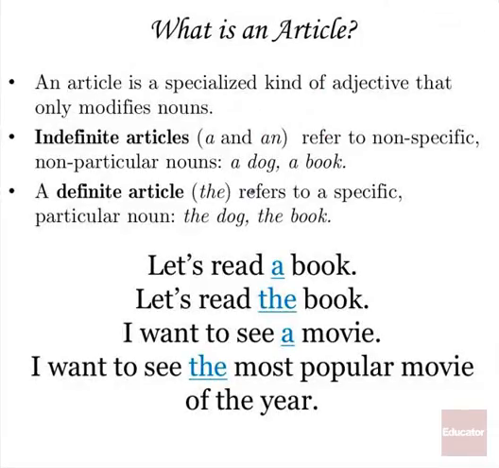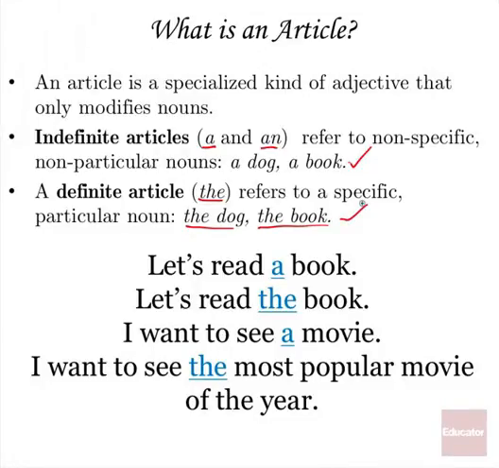All right, what is an article? An article is a specialized kind of adjective that only modifies nouns. Now remember, adjectives can modify nouns or pronouns, but articles are specialized. They only do nouns. The indefinite articles, a and an, refer to non-specific, non-particular nouns. A dog, a book. Any old dog, any old book, just one of them, you know? The definite article, the, is the only definite article in English, and refers to a specific, particular noun. The dog, the book. We mean a particular one.